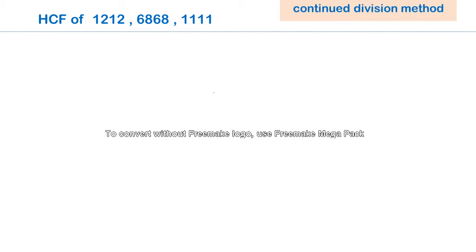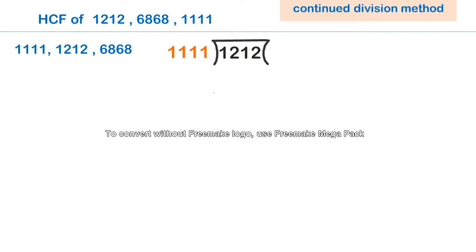First take any two numbers. You can take any two out of the three numbers. So suppose I take two numbers in ascending order, 1111 and 1212, and find their SCF. For the time being, forget about 6868 and find the SCF of 1111 and 1212 by continued division method, as we have done earlier.